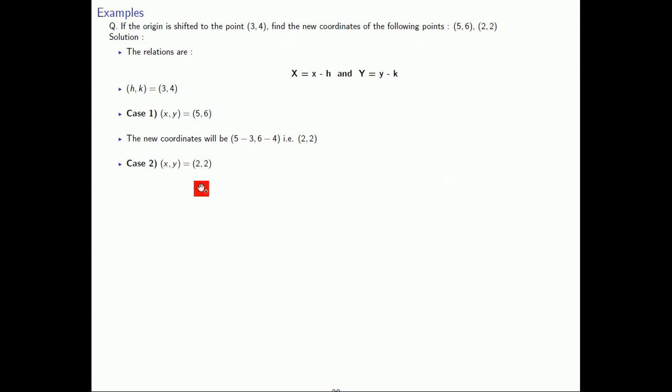Now let's consider another case. In this case the point itself has coordinates (2, 2). Now as we did for case 1, the x coordinate capital X will be small x minus small h, which will be 2 minus 3, which will be minus 1, and the new y coordinate will be small y minus k, which will be 2 minus 4 or minus 2. Thus the new coordinates are minus 1 and minus 2.